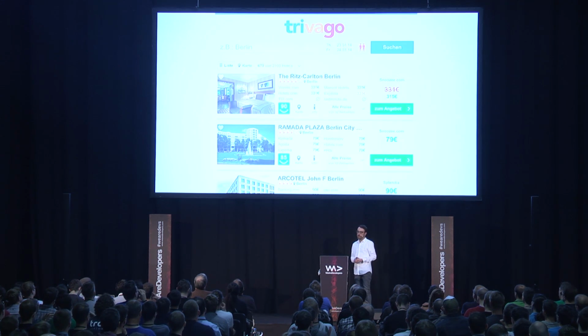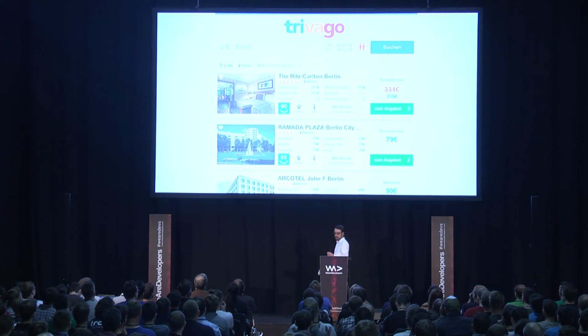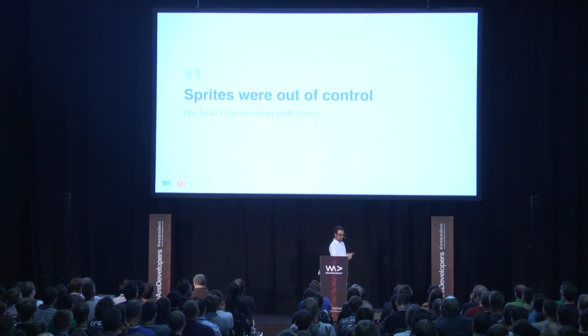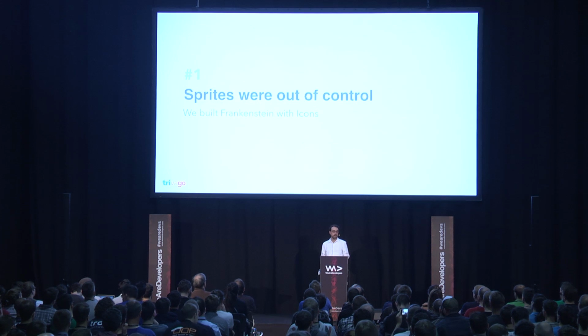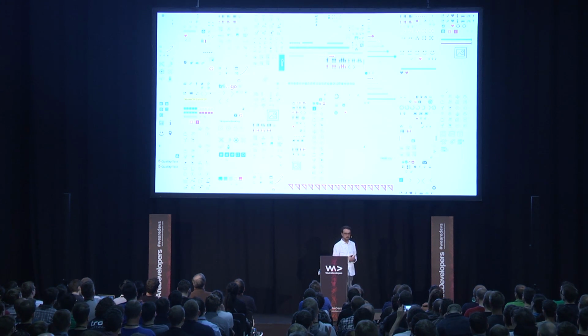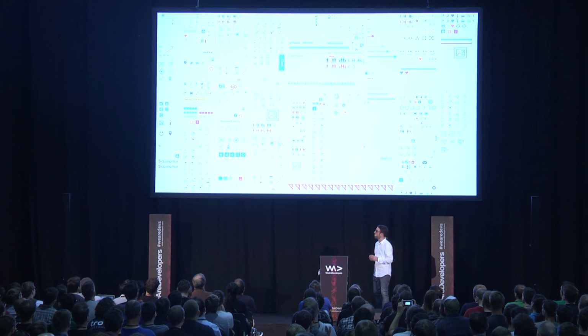This was how it looked in 2012. The metrics were much better, but we had some severe issues. First of all, we built a Frankenstein with icons. You might know that you need icons for a user interface, and at that time we had an image sprite, so don't be shocked. This was our image sprite, which we used in 2012.